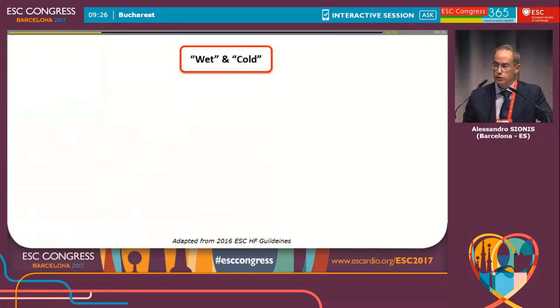So it is very important. So once we think we know our patient's hemodynamic profile, and we know that our patient is wet and cold, what the guidelines tell us is: is my patient hypotensive?